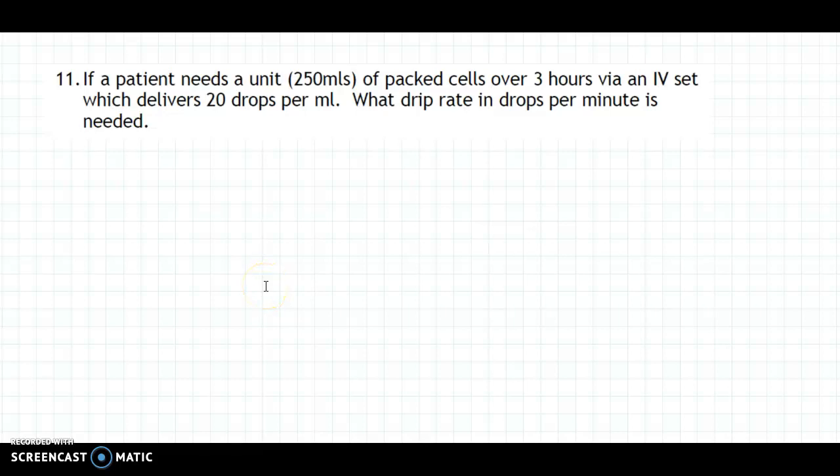If a patient needs a unit, that's 250 mils of packed cells over 3 hours via an IV set which delivers 20 drops per mil, what drip rate in drops per minute is needed?